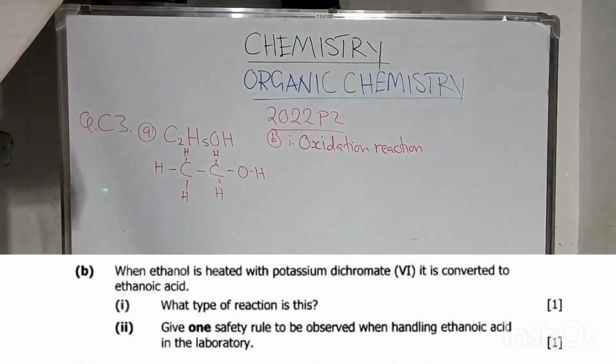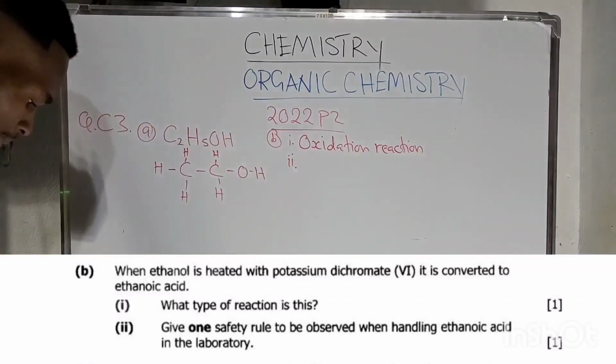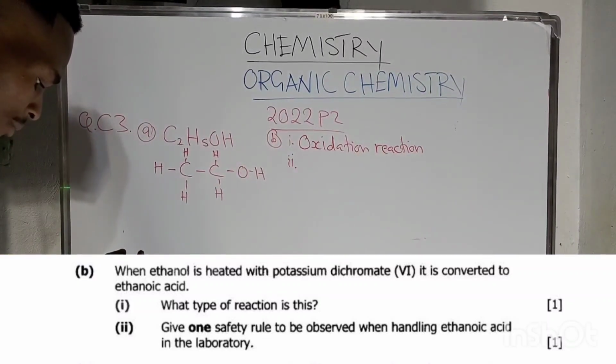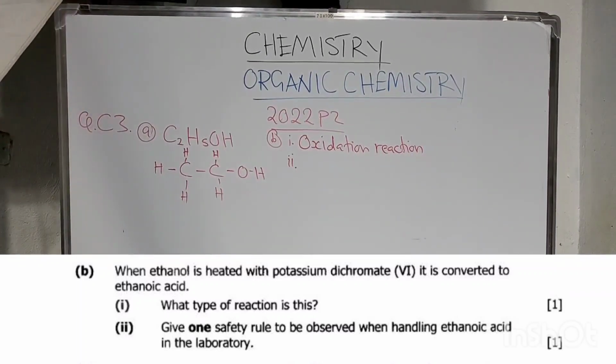Okay, oxidation reaction. Number 2, B2. Give one safety rule to be observed when handling ethanoic acid. Give one safety rule when handling ethanoic acid in the lab.